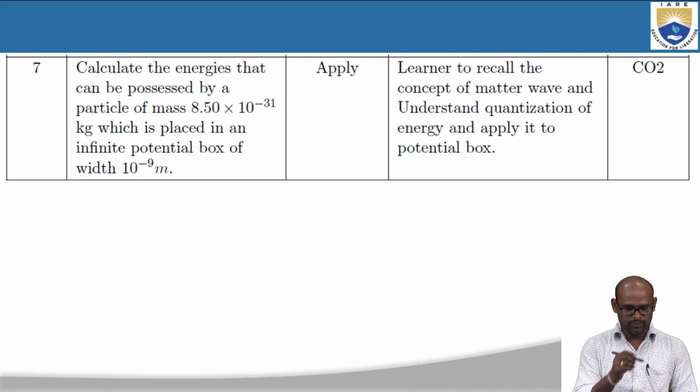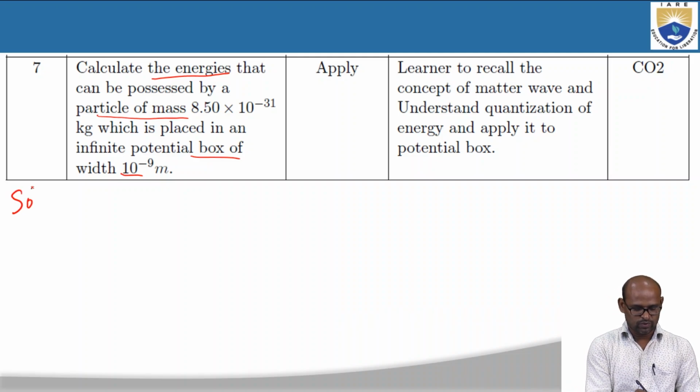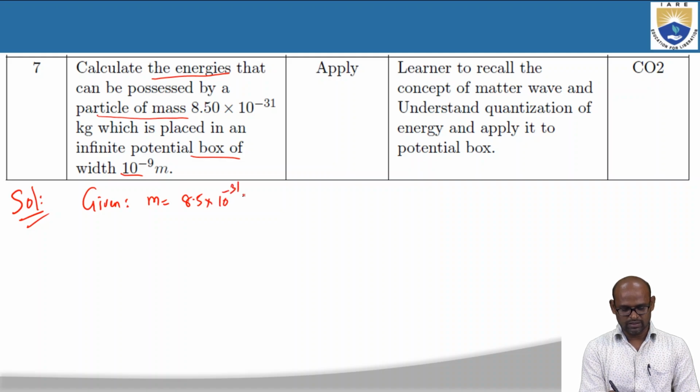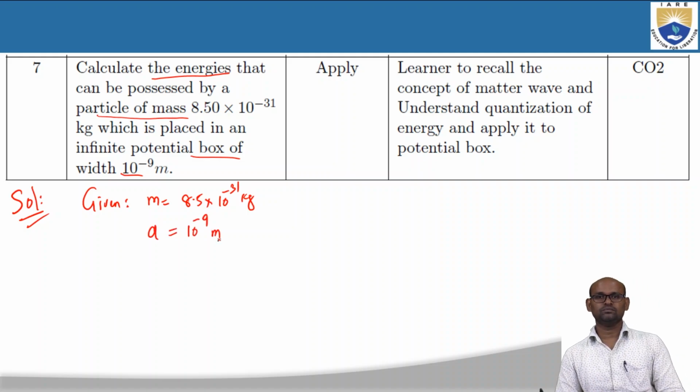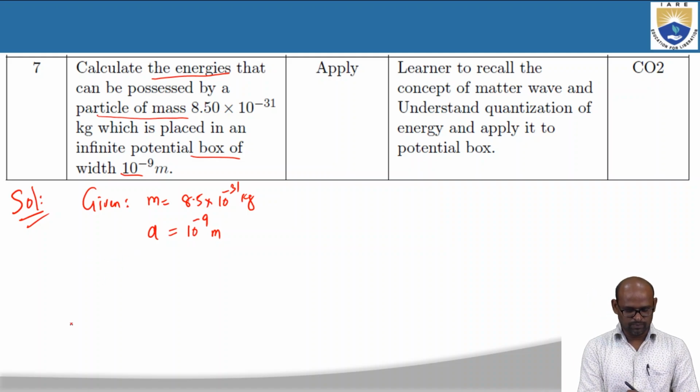Okay, so in this problem, we again need to calculate the energies of a particle that is trapped in a box of side 10 power minus 9 meters, and the particle mass is given. So we need to start with the given. They have given us the mass of the particle, 8.5 into 10 power minus 31 kg, and the length of the box is 10 power minus 9 meters. We need to calculate the energy. So we can calculate a few energies.